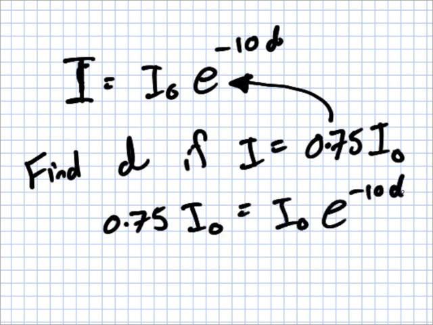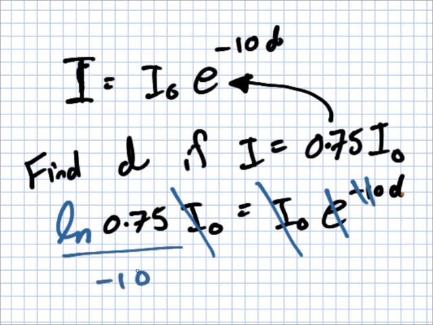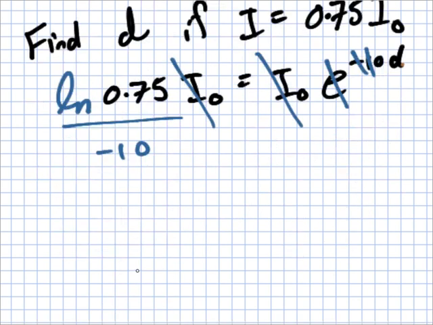Okay, so what should I do first? I should definitely get rid of those I's. And next, how do I get rid of an e? Log. And then, how do I get rid of the minus 10? Divide by minus 10. So the answer is D equals log 3/4 over minus 10.